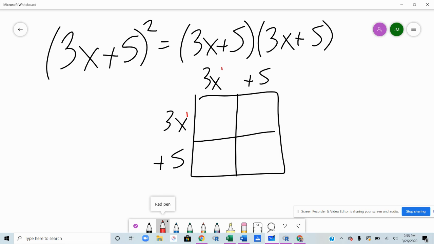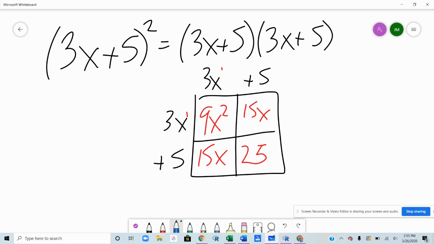3x times 3x is 9x squared. 3x times 5 is 15x. 5 times 3x is 15x. And 5 times 5 is 25. Then write it in standard form and combine like terms. 9x squared. Combine your like terms of 15x plus 15x, which is 30x, and then plus 25.